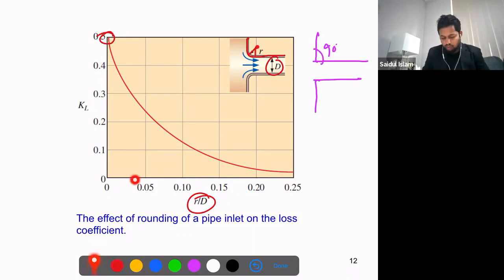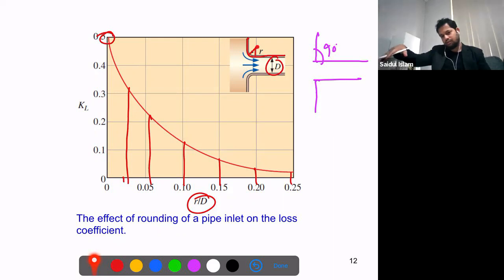Now if we make it smoother, you see at this point, when we make it smoother, this loss coefficient gradually decreases. So this gradual rounding of the inlet surface leads to this decrease of the loss coefficient. This is really important when you design any product.